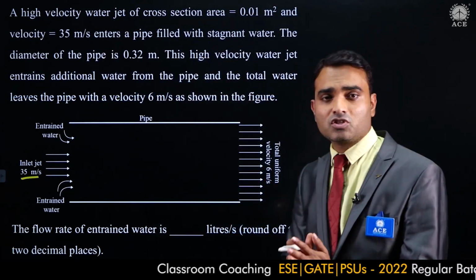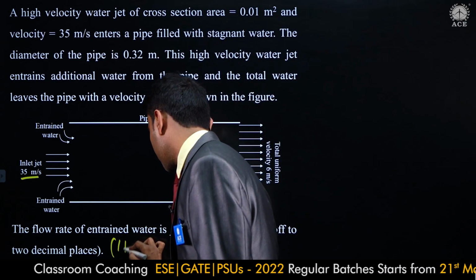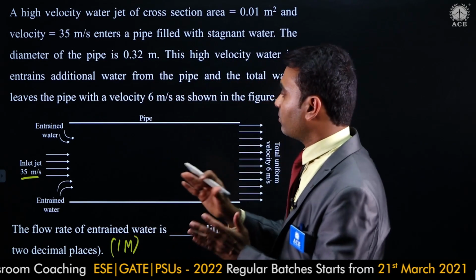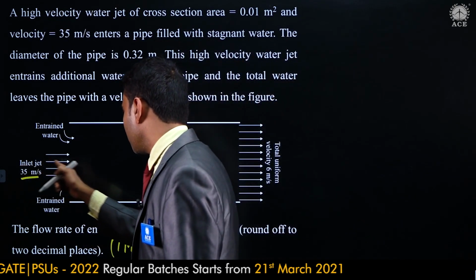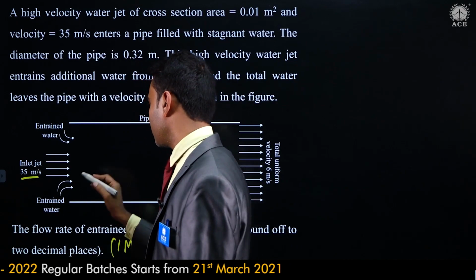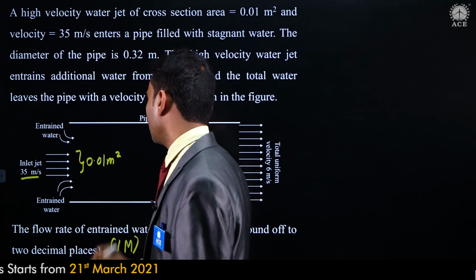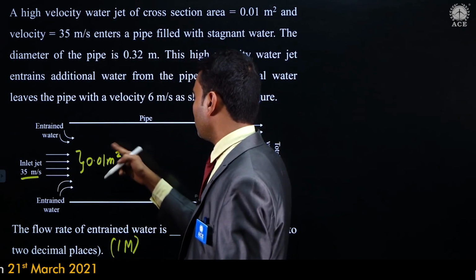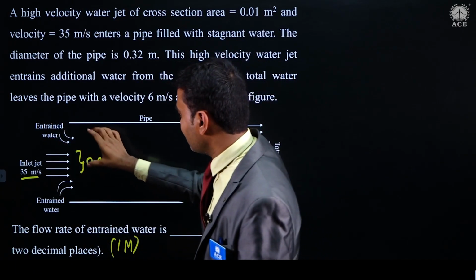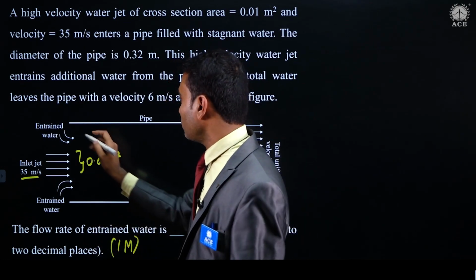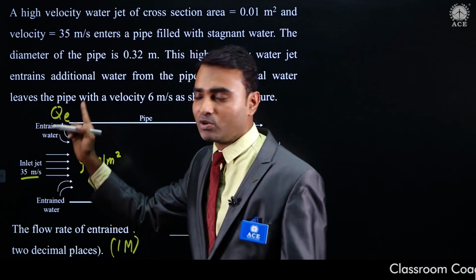Look at this question. This question looks a little lengthy, but it is simple only. It was asked for 1 mark in the afternoon session. So this question is related to mass balance, that is the continuity equation. So what is given here? There is an incoming jet. Jet velocity is given as 35 meter per second. This jet area is given as 0.01 meter square. Now, when this jet is entering into the pipe, some surrounding water is entrained. That is, when this jet is flowing, some surrounding water is mixing with the jet. So we have to find out the discharge of this entrained water. Let us say that discharge is QE.